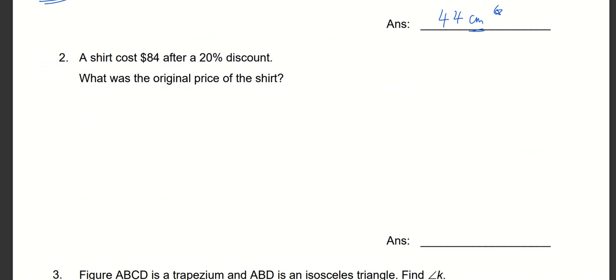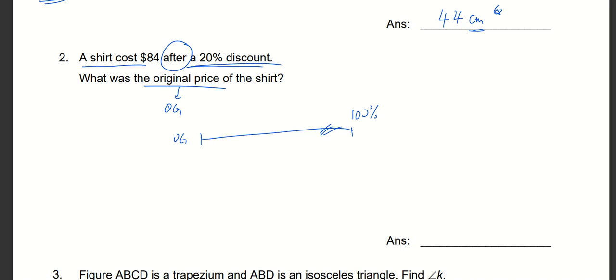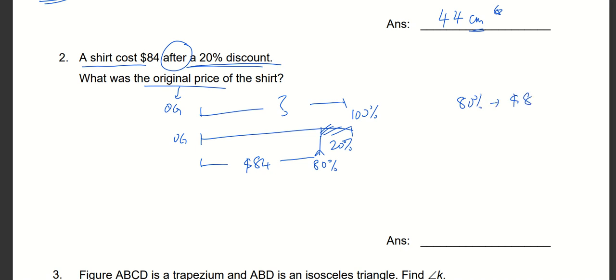Next one on percentage, you have a shirt after discount. So looking for the original price, that's the OG. The original price is, as we understand, will be 100%. We are looking at after 20% discount. So here's 20%. After the discount is 80% here, and this amount is $84. So the shirt is cheaper after the discount. You want to find the original cost of the shirt. That means 80% is $84.